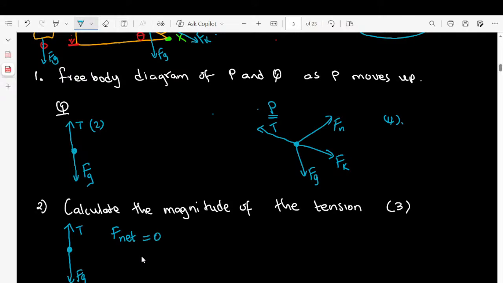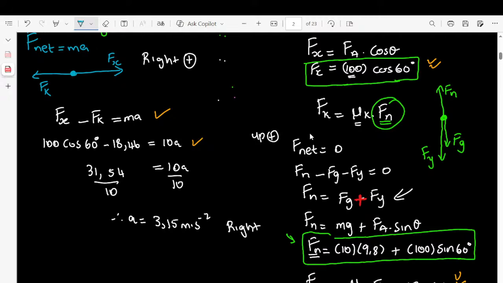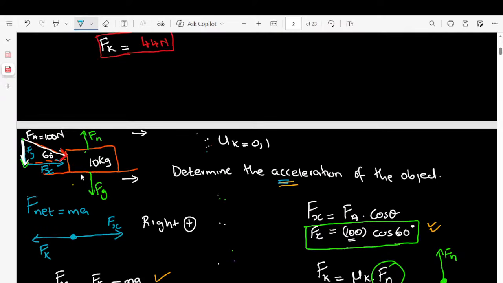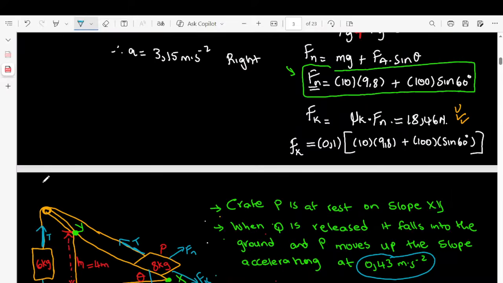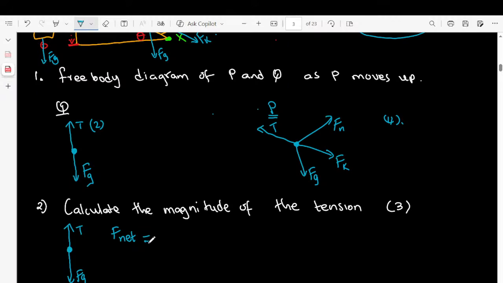So if F net is equal to 0, but look at this, guys. When we say F net is equal to 0, this is not true. Remember what we said previously, that F net is equal to 0. Why did we say the F net is equal to 0? Because the object was on the horizontal surface. But look at this. The object is hanging. It is not in contact with the surface. We can't say F net is equal to 0.